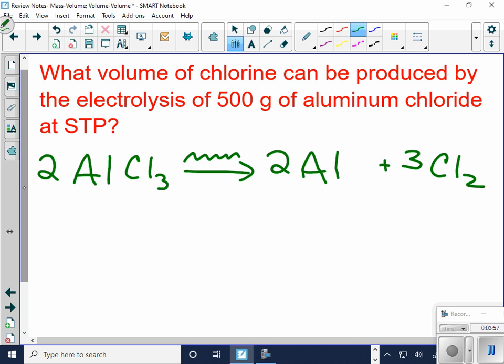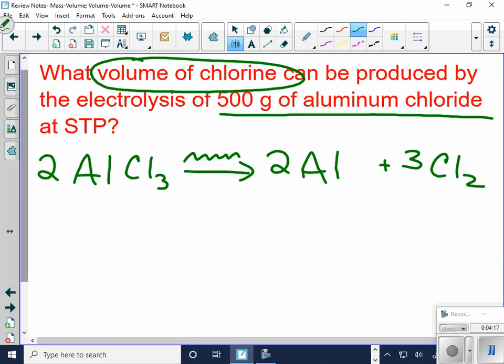I am given 500 grams of aluminum chloride. Notice that that is one significant figure. Okay? Those zeros are placeholders, so I only have one sig fig here. Mental note of that. So I'm given a mass, and I want to find the volume of chlorine. So I'm going to have to go mass of aluminum chloride to volume of chlorine. So I'm going to start out with the 500 grams of aluminum chloride.